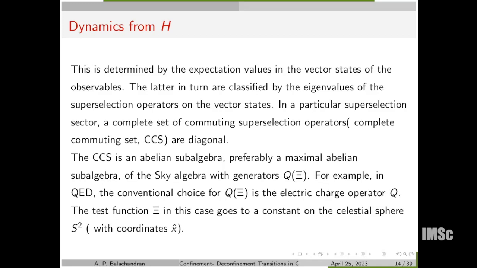And the complete commuting set is necessarily an abelian algebra, because we cannot diagonalize non-abelian algebras simultaneously. So, following Dirac, we will diagonalize the maximal abelian subalgebra. For QED, it will be the charge operator. So we diagonalize the charge operator, and the charge will be 0 for the vacuum sector, or Q is 1 for one electron, and so forth. So in the QED case, this cascade is Q.